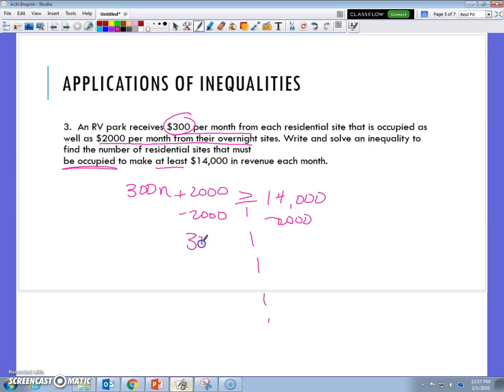And I'm just going to solve it like we always do. Same steps as always. N is greater than or equal to, it's going to be 40. See, would that make sense? Yes, it would. So they'd have at least 40 residential sites occupied in that month to make at least $14,000. Okay, at least 40 occupied.